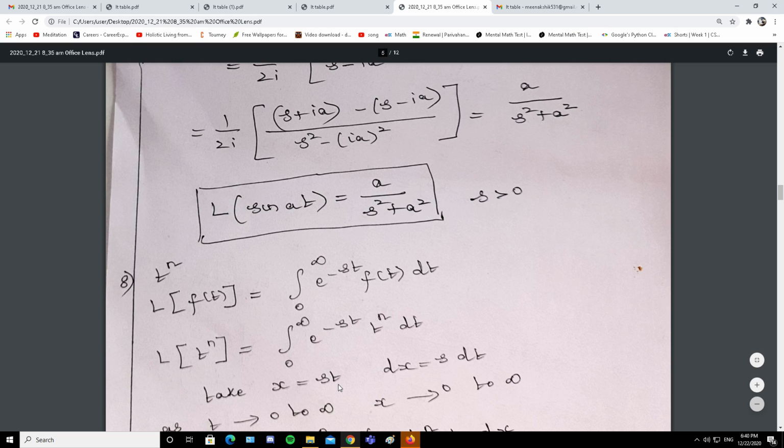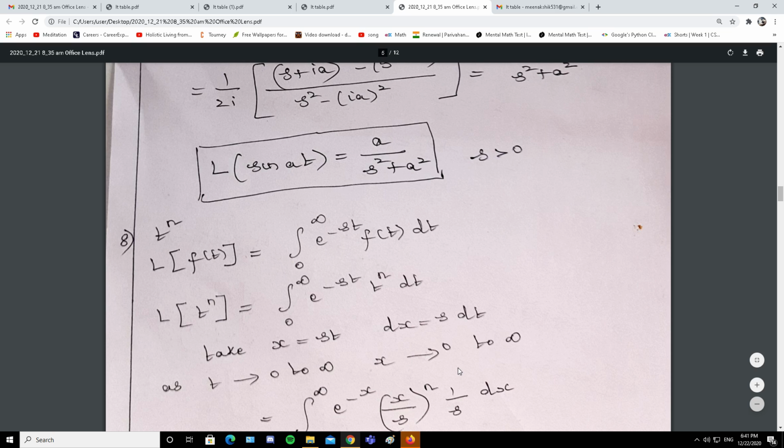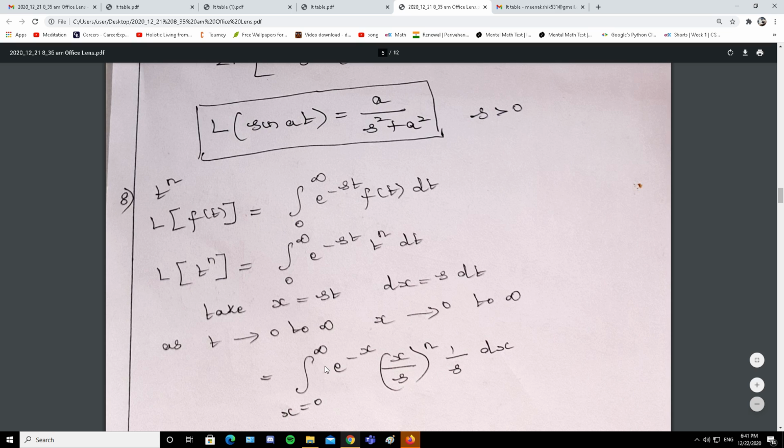So take st as x, so s is a constant, t is a variable. So dx is s times dt. So as t varies from 0 to infinity, x also varies from 0 to infinity. So integral x equals 0 to infinity e power minus x, t is x by s the whole power n, dt is 1 by s dx. So we are rewriting this integral in terms of x. So st is x. What is t? x by s the whole power n. dt is 1 by s dx.